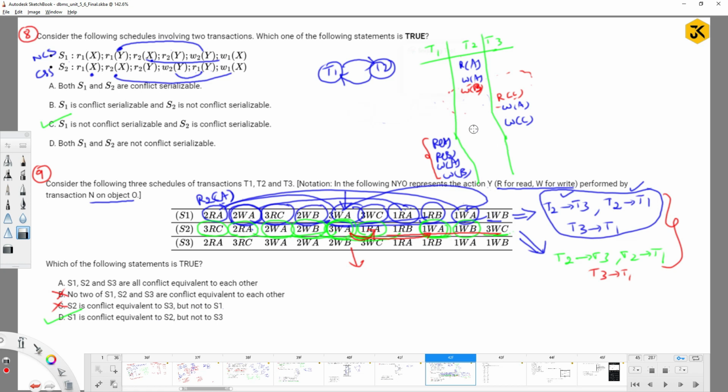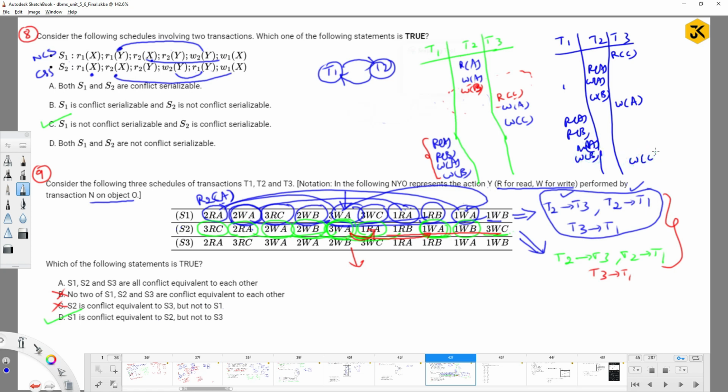And read of C, right? Now I got the serializable schedule. Similarly, for S2, if you try to write T1, T2 and T3, tell me: R of C, R of A, write of A, write of B, write of here only. Write of A, read of A, read of B, write of A, write of B, write of C, right?